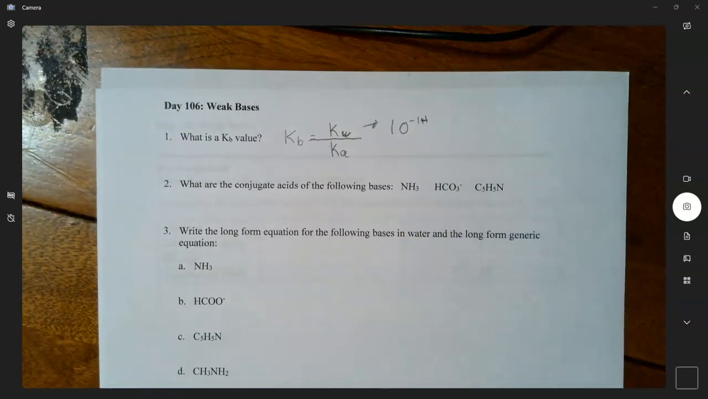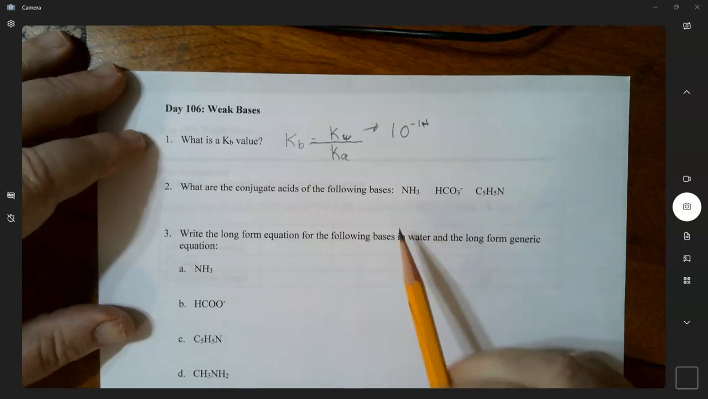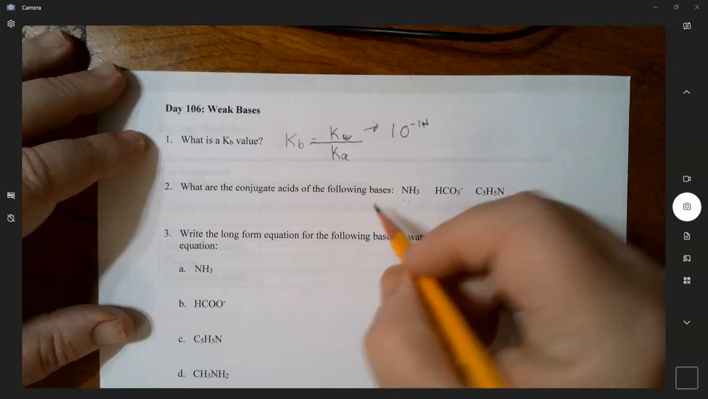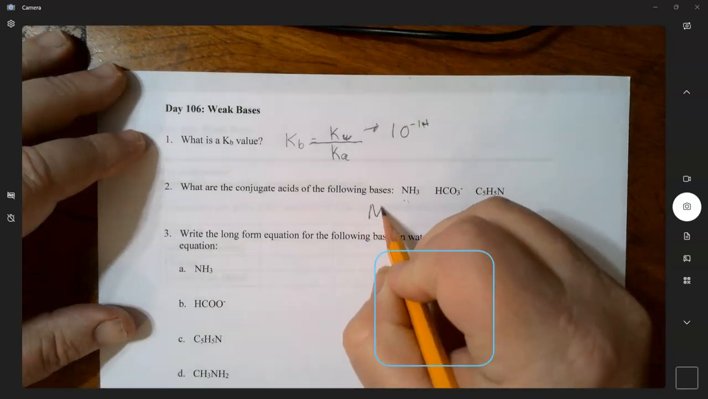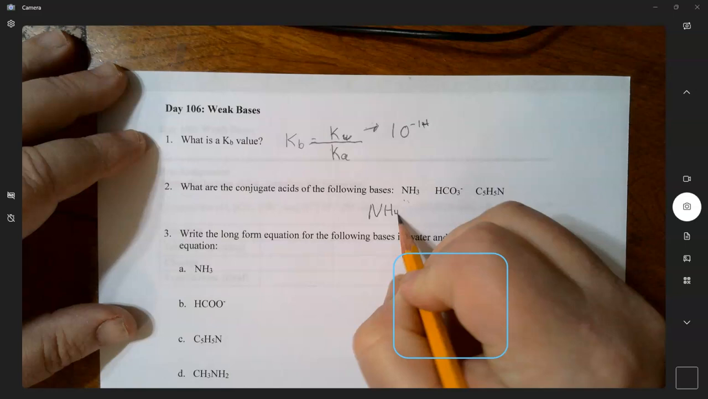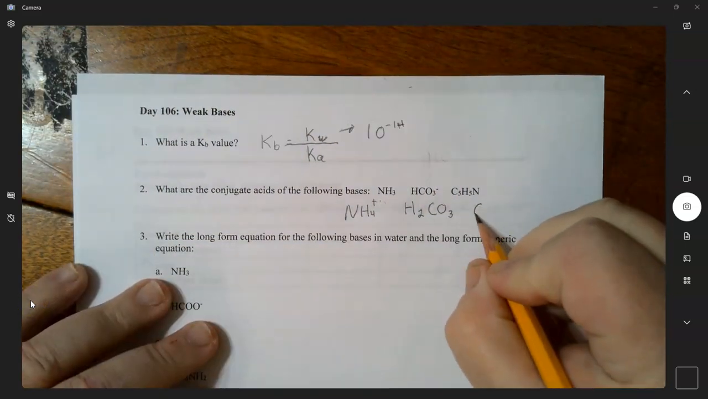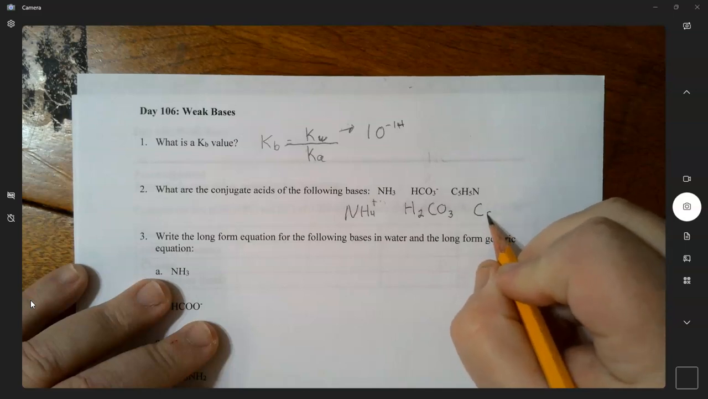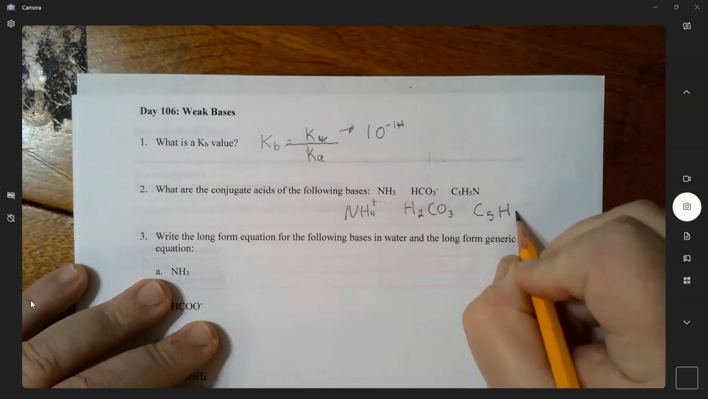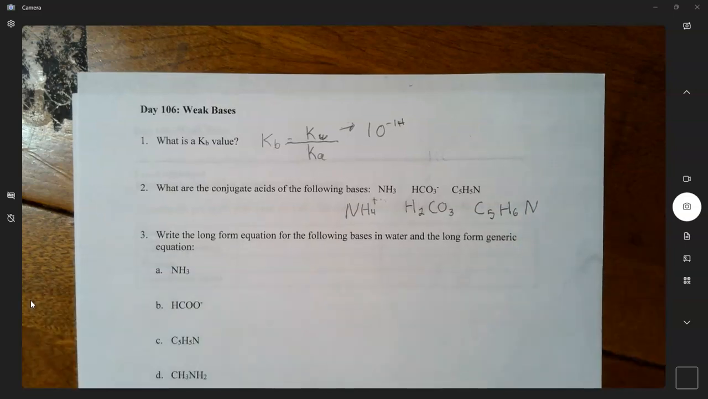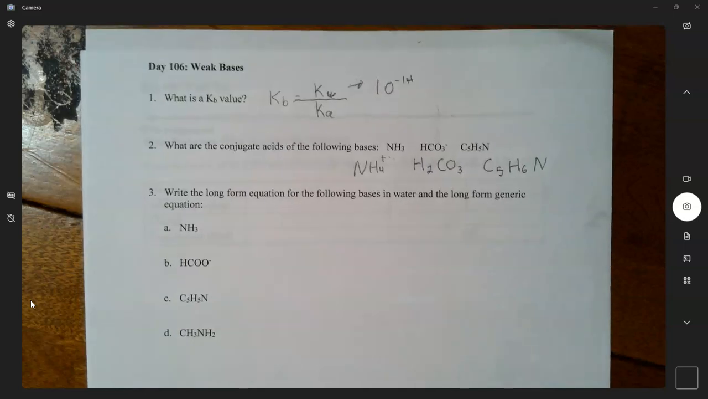Okay, what are the conjugate acids of the following? So that means these are bases, and they're going to gain a proton to become an acid. So this is going to be NH4 plus because it gained a proton. And finally, this one, you add another H. So it's C5H6N.